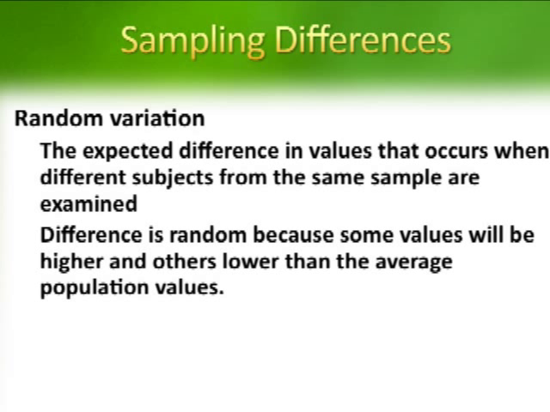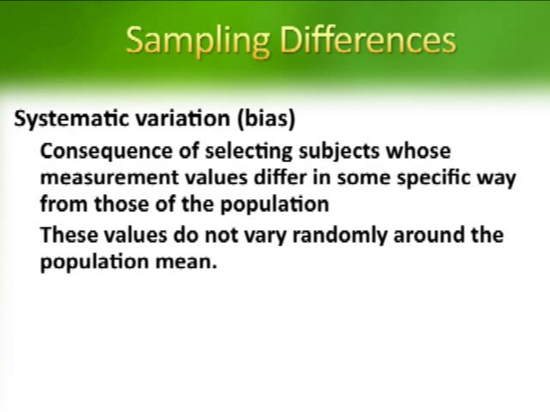As a caveat, as the sample size increases, random variation decreases, improving representativeness, which is what we want. We want to look at something called systematic variation or bias. This is the consequence of selecting subjects whose measurement values differ in some specific way from those of the target population. These values do not vary randomly around the population mean.